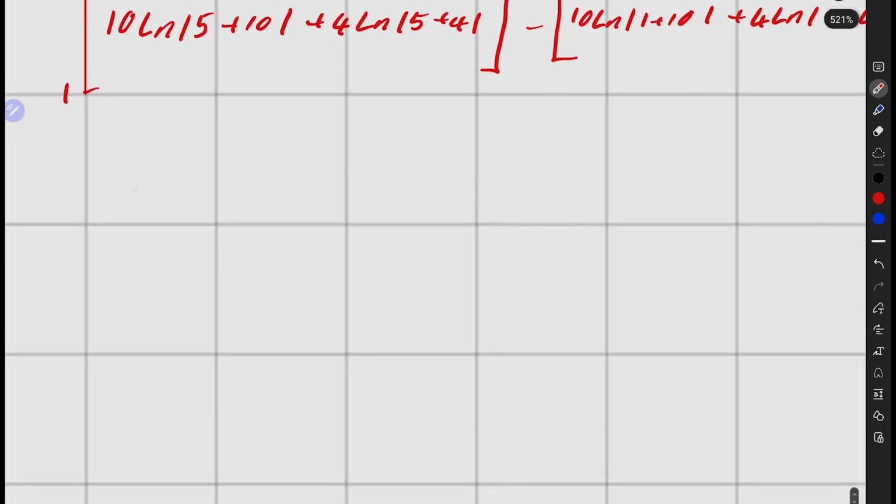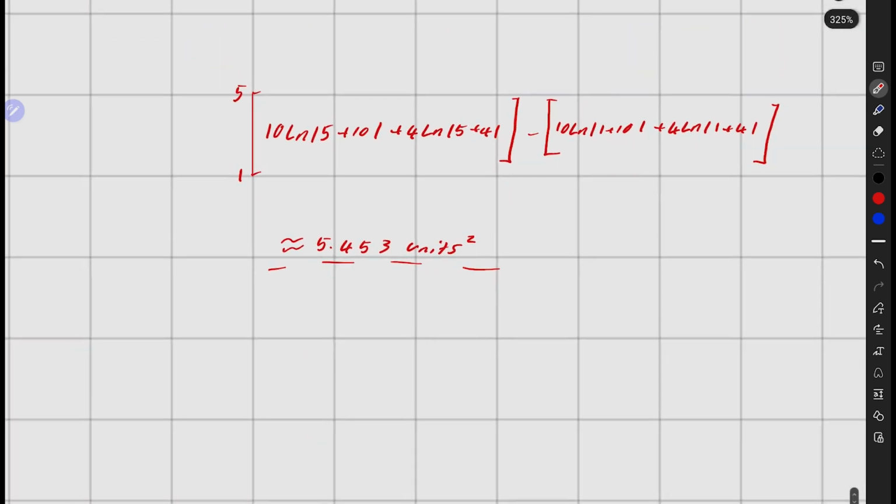Alright, so I got our answer. That is approximately 5.453 units squared. And you could leave that in exact value if you wanted to with all your log functions, but leave it like that. So that's integration by partial fractions, and I hope you enjoyed the video.